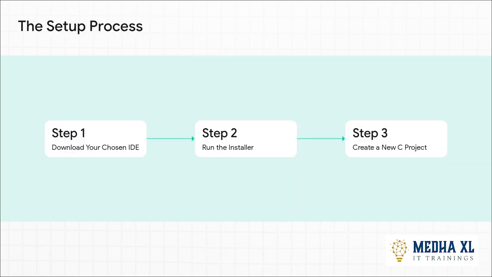And the setup? It's as easy as 1, 2, 3. Seriously. Step 1, download the IDE you picked from its official website. Step 2, run that installer file. You can pretty much just click Next through everything. The default options are almost always what you want. And finally, Step 3, open it up and create a new C project. That's it. You're ready to go.